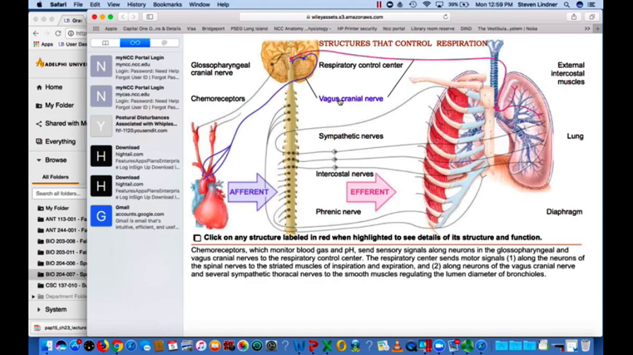So the respiratory center sends the motor signals along the neurons of the spinal nerve to the striated muscle of inspiration and expiration, and along the neurons of the vagal cranial nerve and the sympathetic thoracic nerves to the smooth muscles, regulating the lumen diameter of the bronchioles for vasoconstriction or vasodilation. Okay?